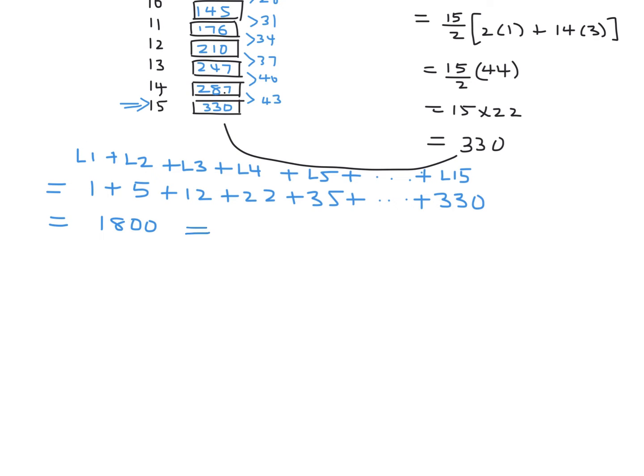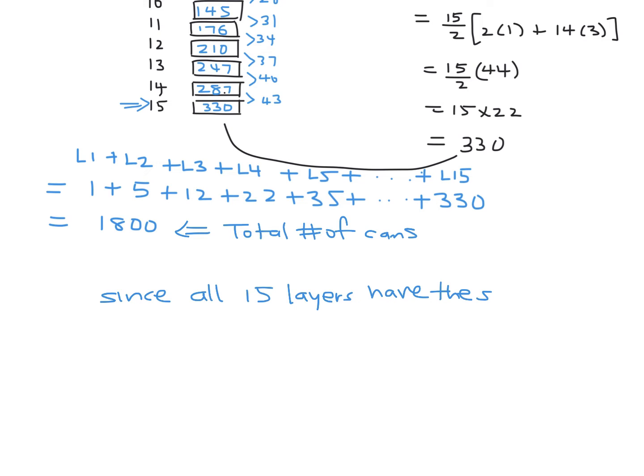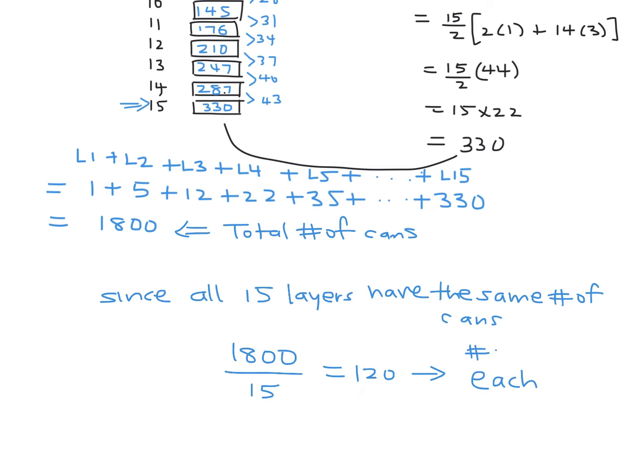So the total number of cans, and this is the total number of cans. And since all 15 layers have the same number of cans, we can just take that 1800 and divide by 15 to get 120, and that is how many cans are in each layer. Number of cans in each layer of this prism.